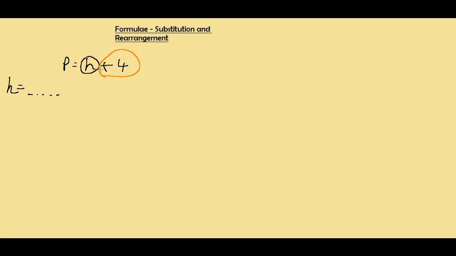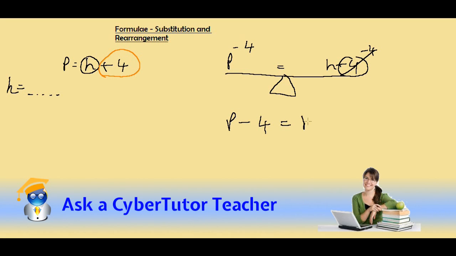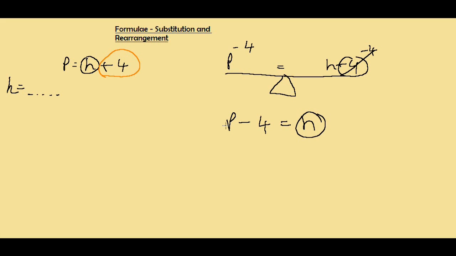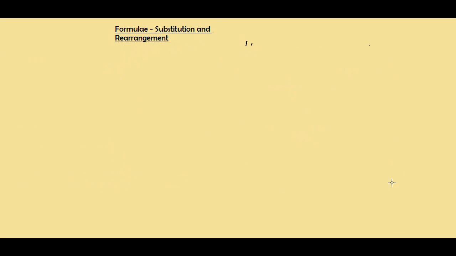So what we're trying to do is consider it as like a balance scales. So here's a very basic drawing of a balance scales, and we're saying that P equals h plus 4, and we're saying we don't want that plus 4, so we're going to take away 4, i.e. do the opposite on both sides, so that cancels on this side. So what we end up getting is P take away 4 equals h, and here we've got h as the subject of the formula. We've rearranged the formula to make h the subject there, and that creates P take away 4.